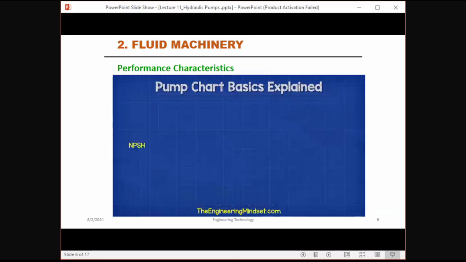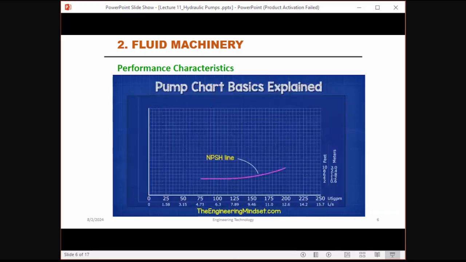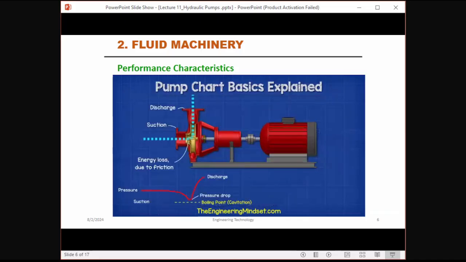NPSH. This is the required NPSH, or net positive suction head pressure. This usually has an upward curve, which means as the pump flow rate increases, we see the NPSH value also increases. We measure this in meters or feet, sometimes kilopascals. The NPSH is the minimum pressure that must be available at the suction inlet of the pump to overcome the entrance losses and avoid cavitation. The available pressure at the inlet must therefore be greater than this value.